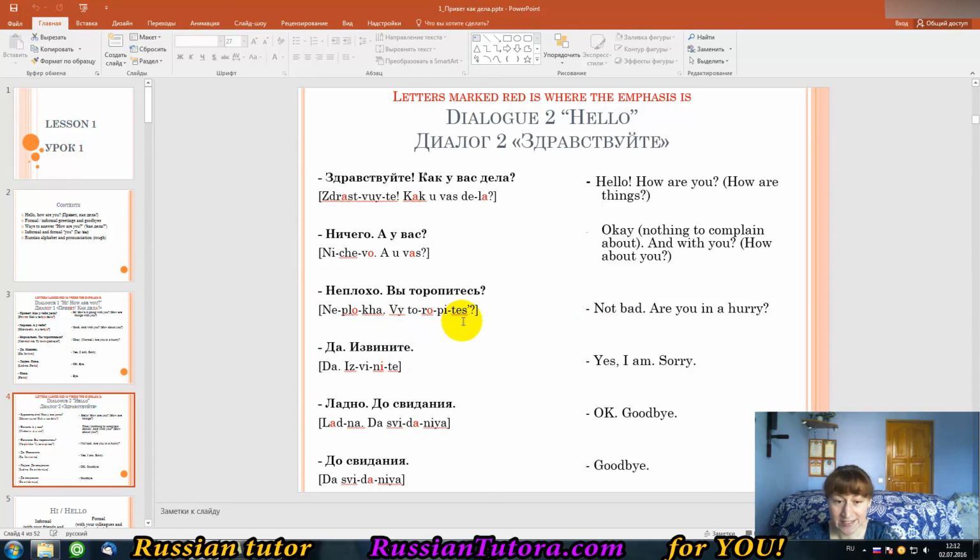Вы торопитесь? So this is again, are you in a hurry? But the formal version. Да, извините. Once again, извините here is the formal sorry. Ладно, до свидания. Okay, goodbye. До свидания. Goodbye. Very good. So this was the formal Russian conversation.